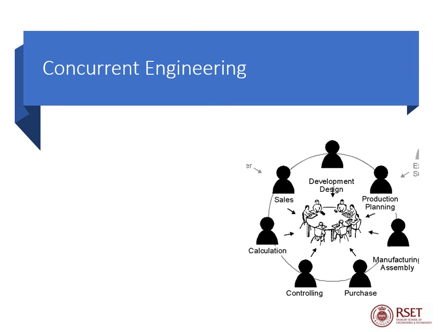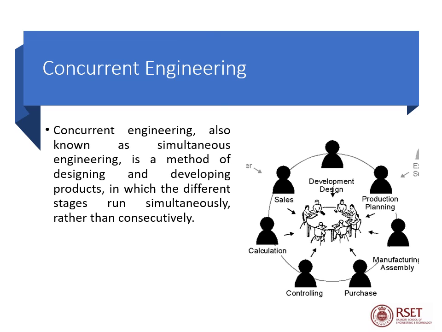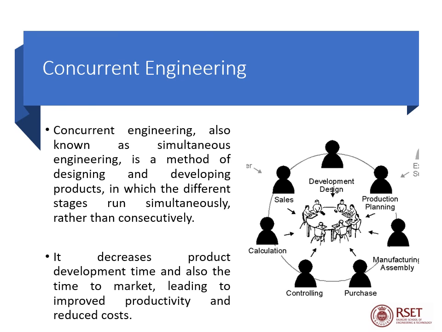Our next topic is concurrent engineering. Concurrent engineering is also known as simultaneous engineering, and it's a method of designing and developing products in which different stages run simultaneously rather than consecutively. It decreases the product development time and also time to market, leading to improved productivity and reduced cost.